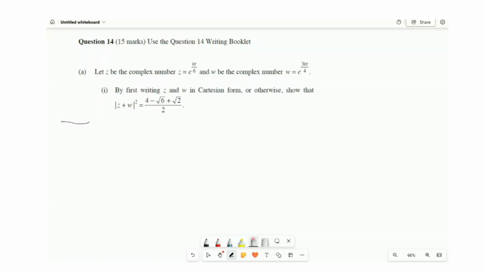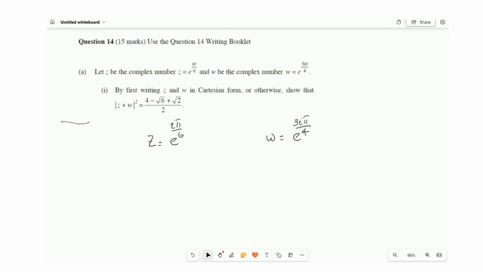Okay, now I'm going to question number 14a, that is the complex numbers question. We have two complex numbers. One is z equals e to the power i pi divided by 6, and w equals e to the power 3i pi divided by 4. Now what I'm going to do is change these complex numbers into the Cartesian form.